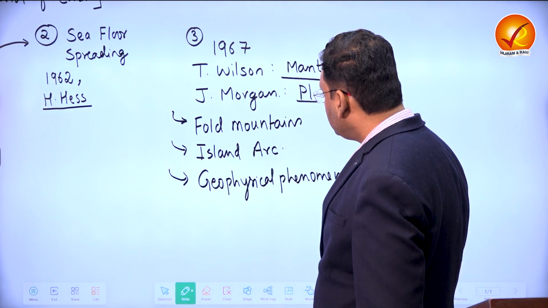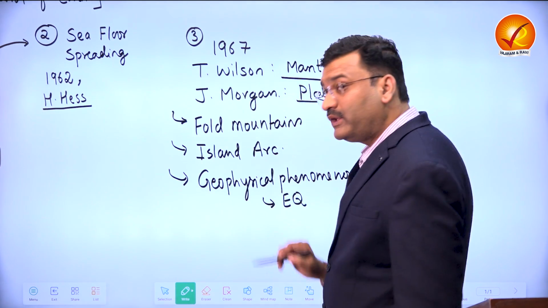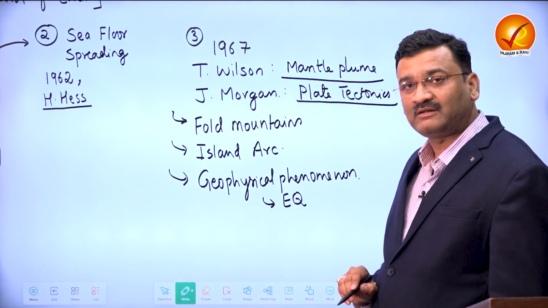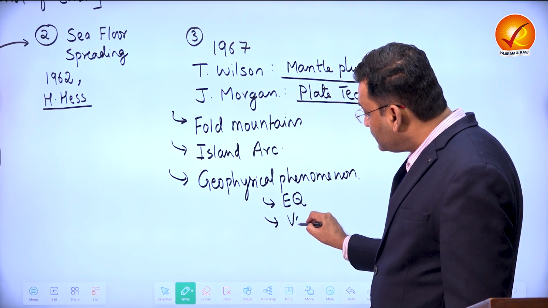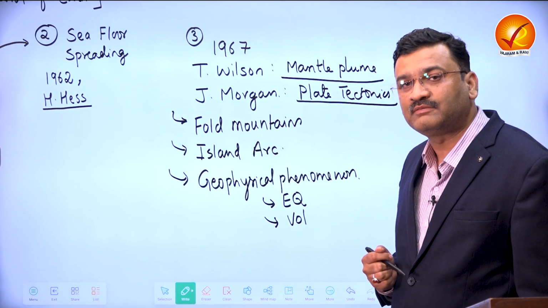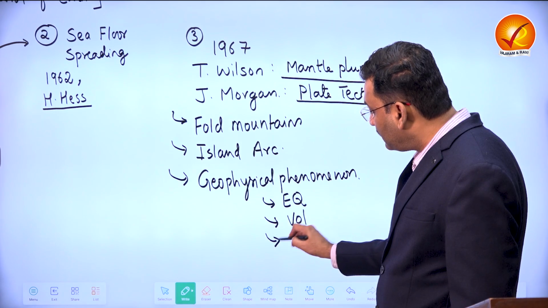So what is a geophysical phenomenon? Like how are earthquakes distributed on the surface of the earth? Why is there a zonal pattern of distribution of earthquakes? Similarly, how is the distribution of volcanism? Why does the intensity of volcanoes differ from one region to another? This explanation is provided by plate tectonics.